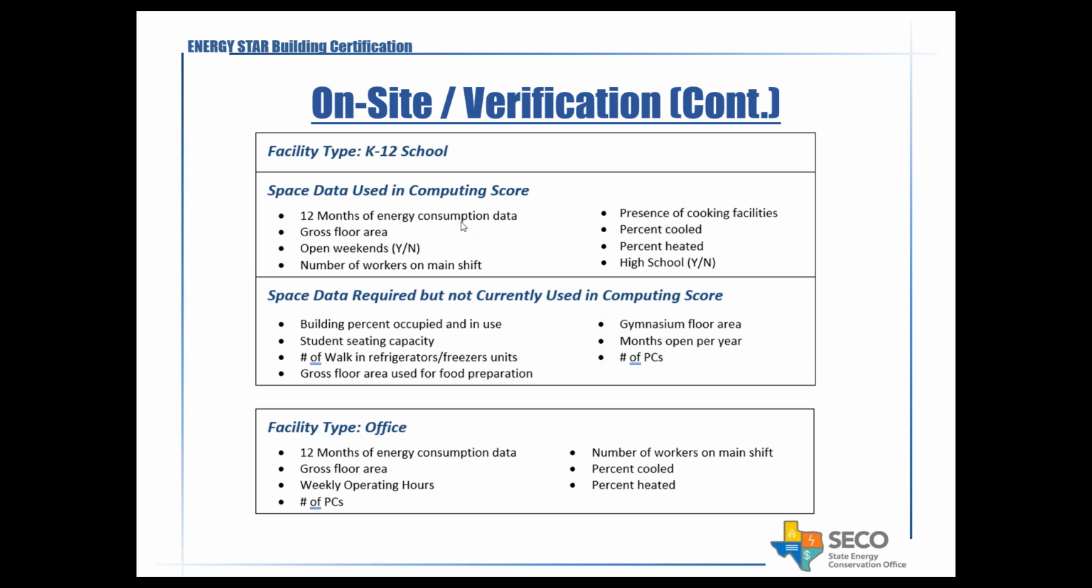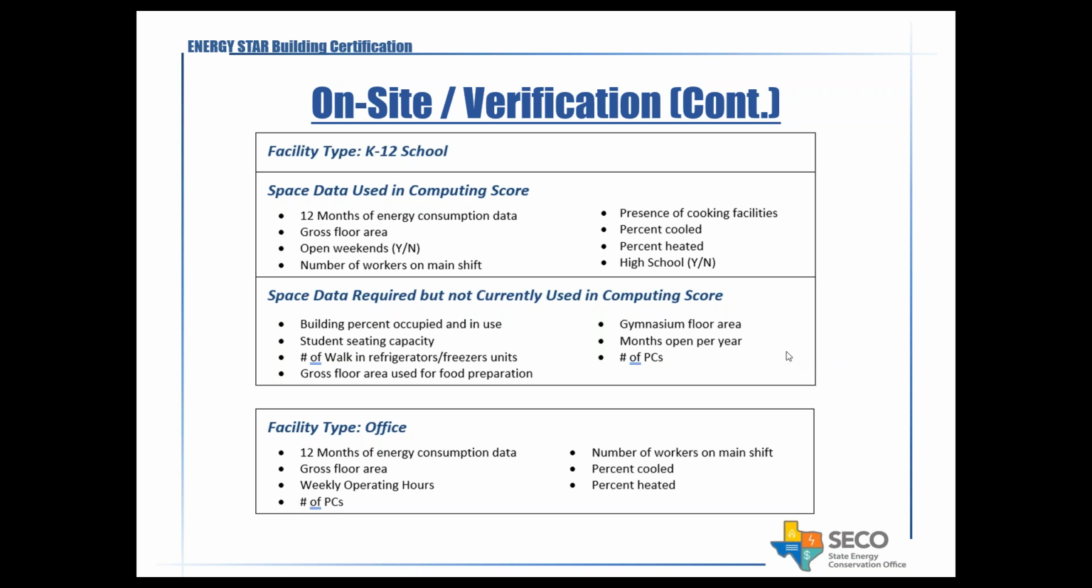So these things that we had mentioned earlier: is it open on the weekend for the schools, or do they have summer school? Is it a high school? Are there cooking facilities on property? Those are all used in computing the Energy Star score for a K through 12 school. But some of the other details, such as the gym area or the number of walk-in refrigerators and freezers, the number of student seating capacity. So that's actually the number of seats or how many students could possibly be served by that school, not necessarily how many are registered. So the seating capacity may be higher than the number that are actually registered.